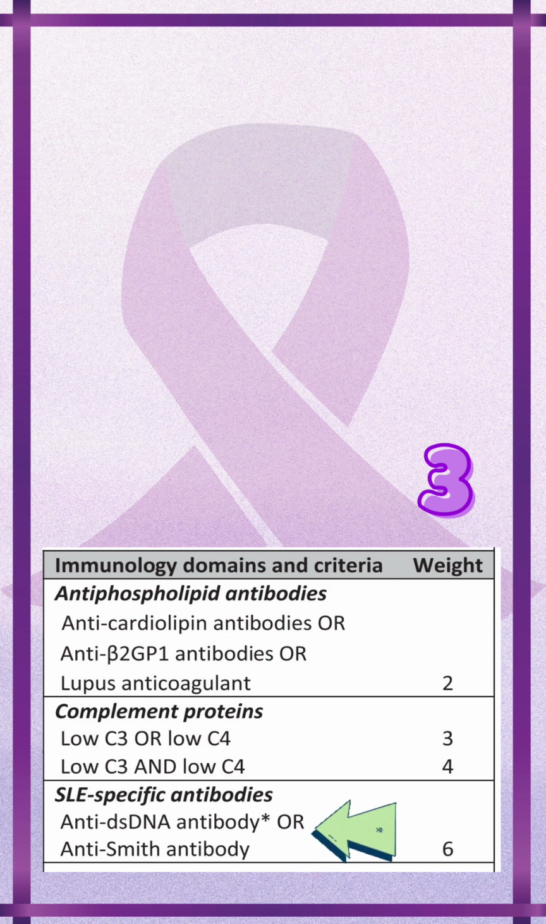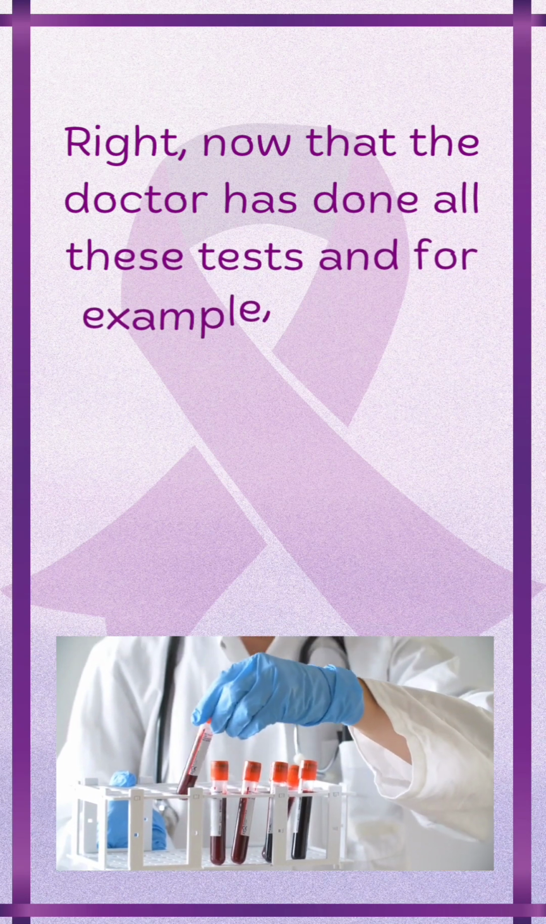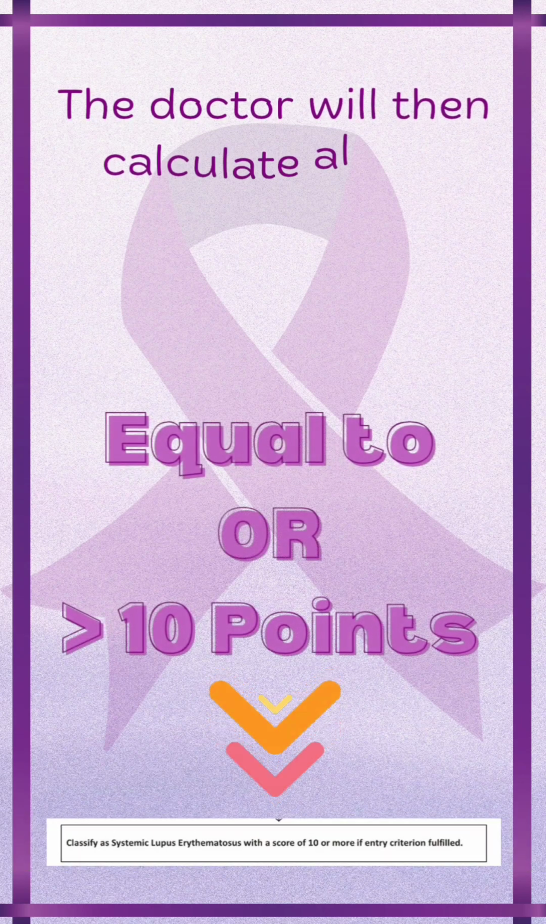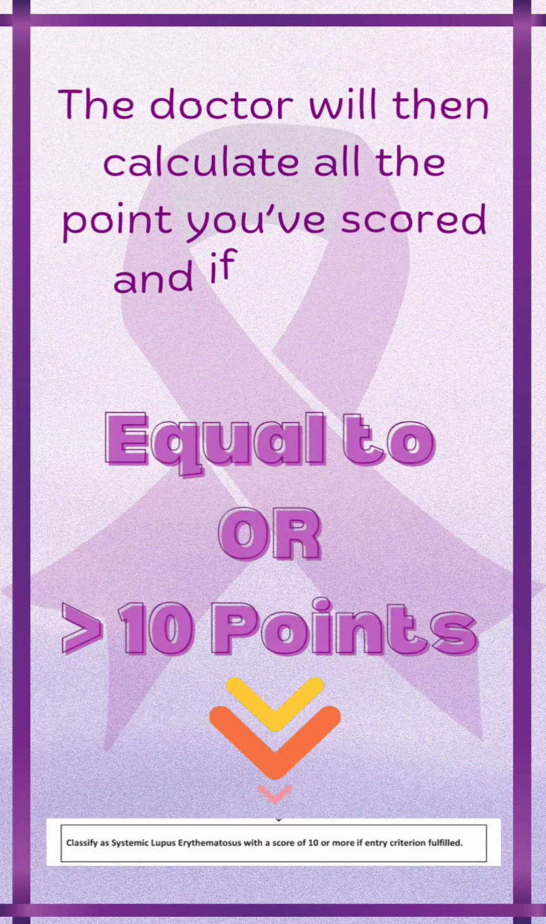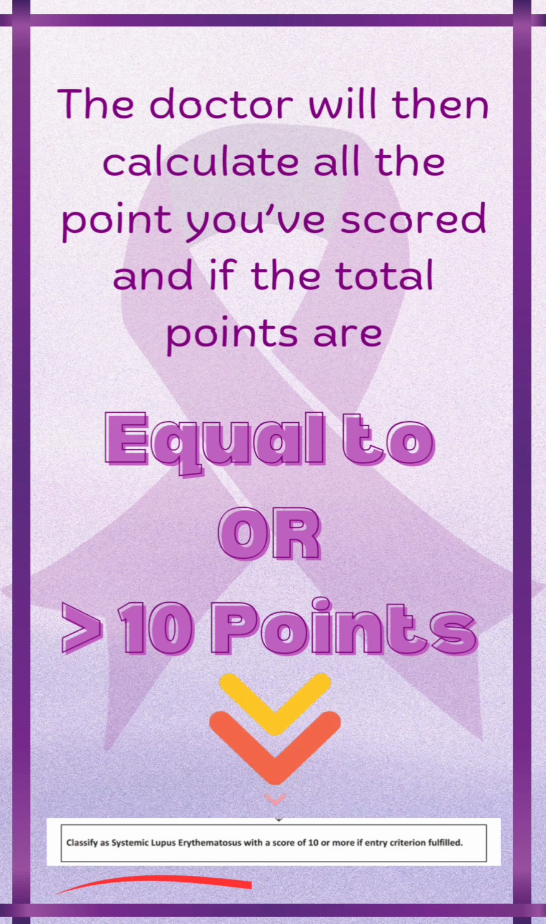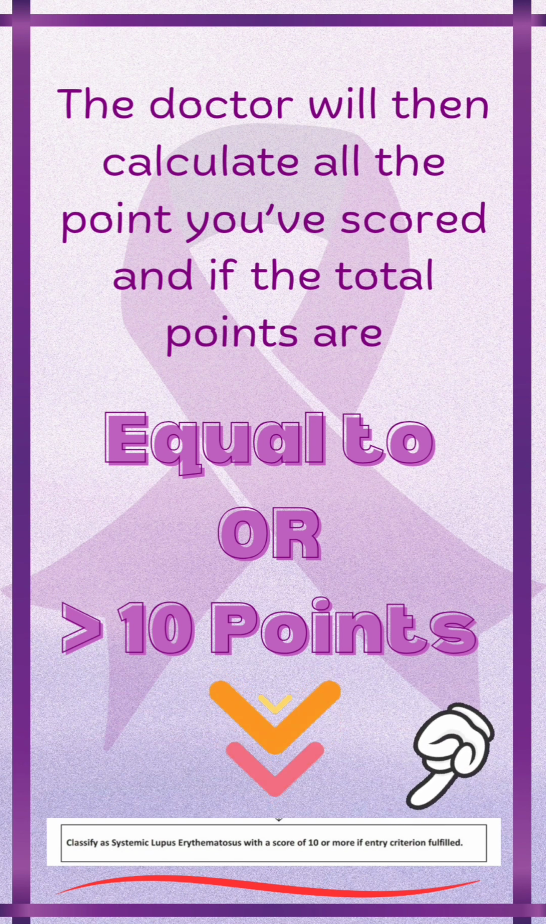If you get tested positive for either of these tests, remember, you don't have to have both of these tests, but if either one of these tests are positive, you will score a total of 6 points already. Right, now that the doctor has done all these tests, and for example, a few of these different tests came back positive, the doctor will then calculate all the points you've scored, and if the total points are equal to or more than 10 points, you will be officially diagnosed with SLE, which we all know stands for systemic lupus erythematosus.